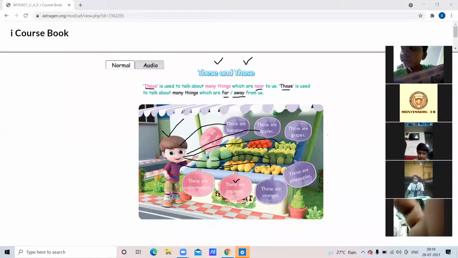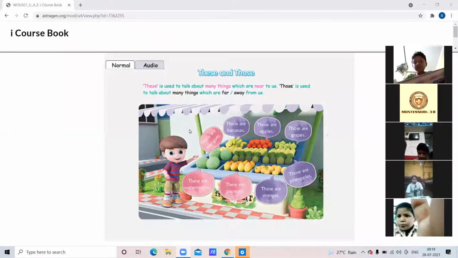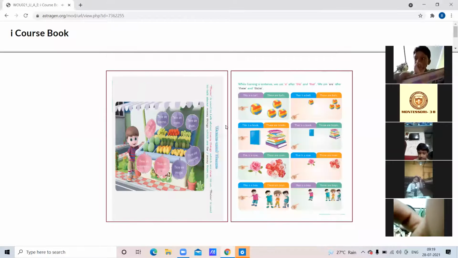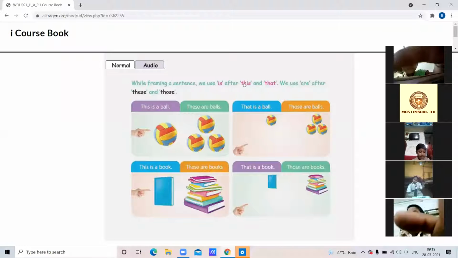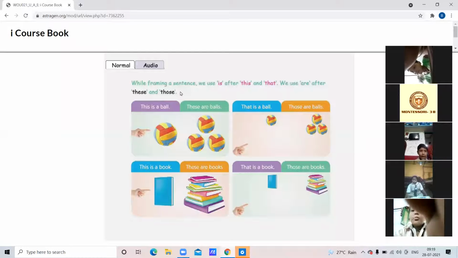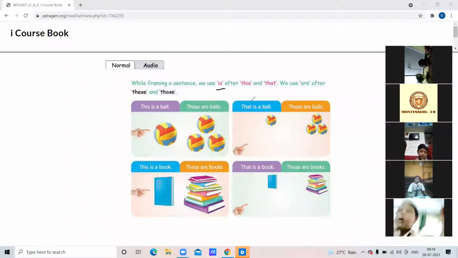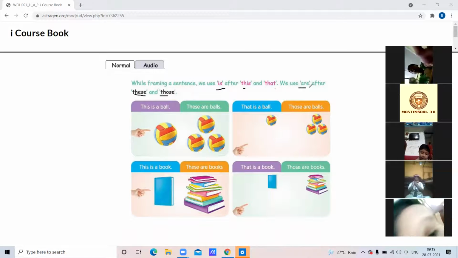Now see, children. Did you understand everything? What is the meaning of these and those? Now see here. See this page? While framing a sentence, we use is after this and that, and we use are after these and those. Means when we use this and that, what do we use? Is. But when we use these and those, what do we use? We use are.